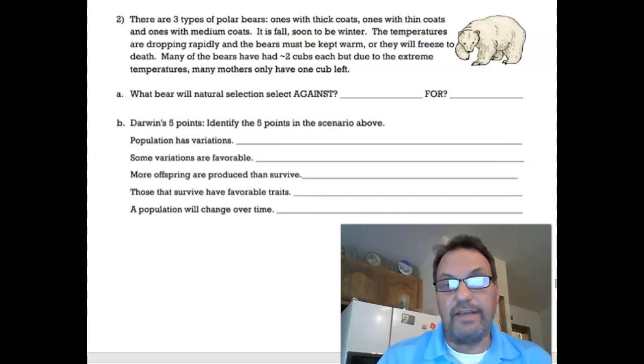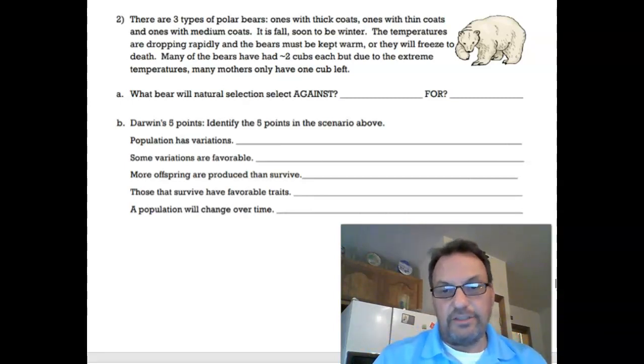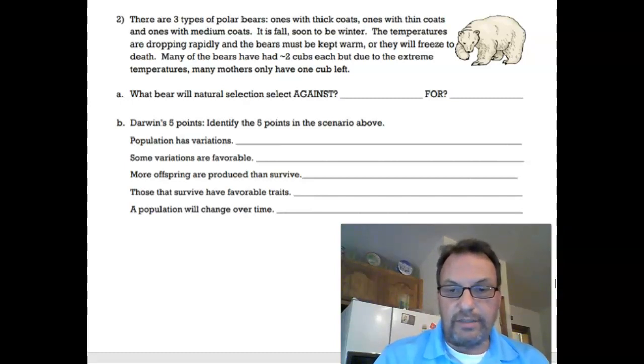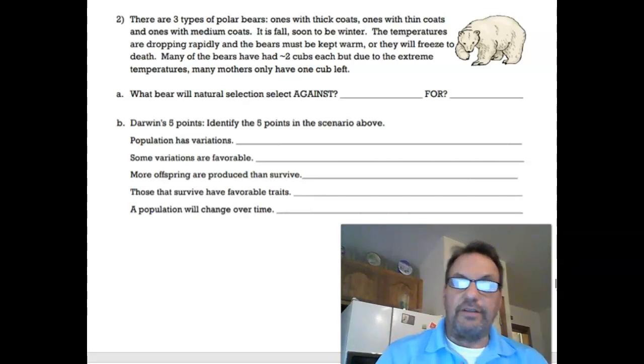Many of the bears have had two cubs each, but due to the extreme temperatures, many mothers only have one cub left. This is sad, but true. In this situation, which bear will natural selection act against? It's going to be acting against those with thin coats. They're going to be subject to being very, very cold, and they're not going to like that very much.